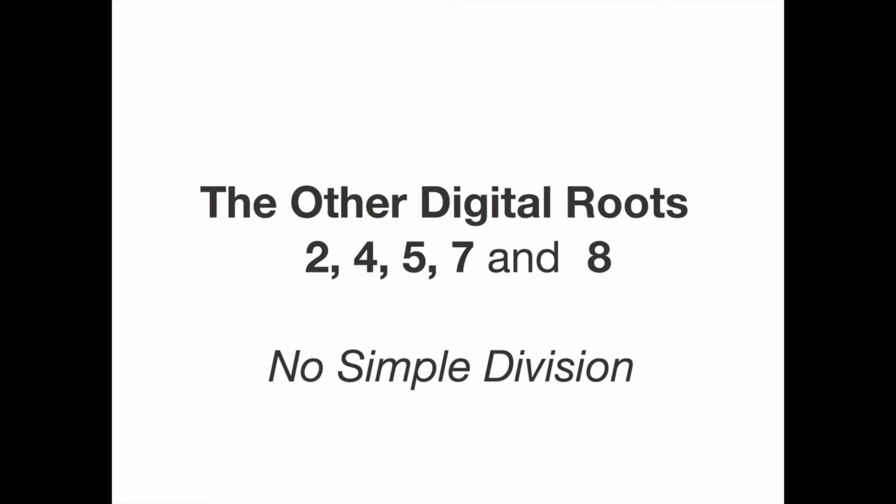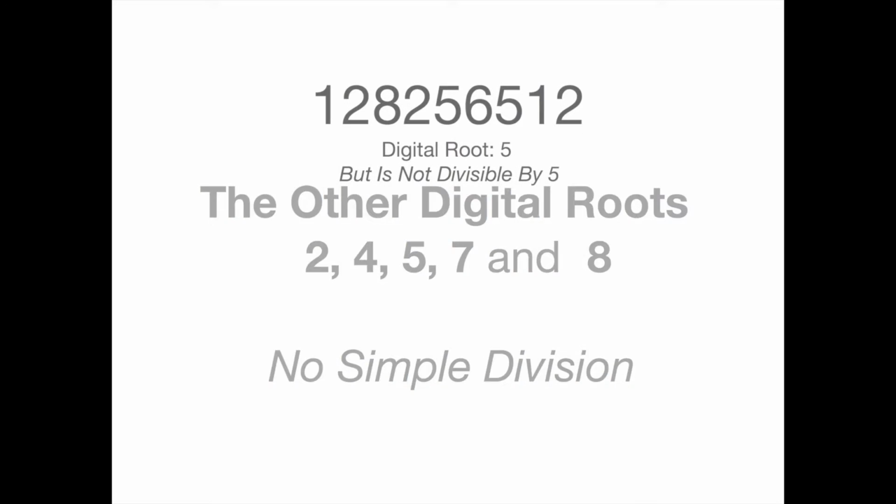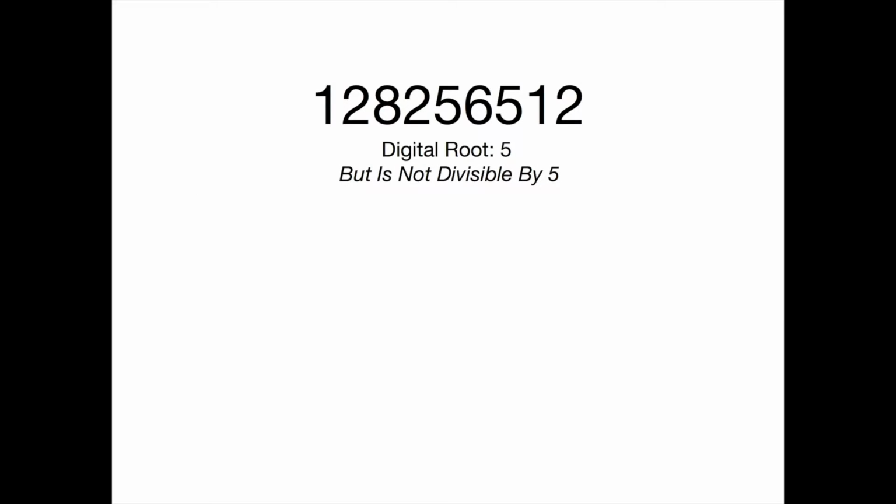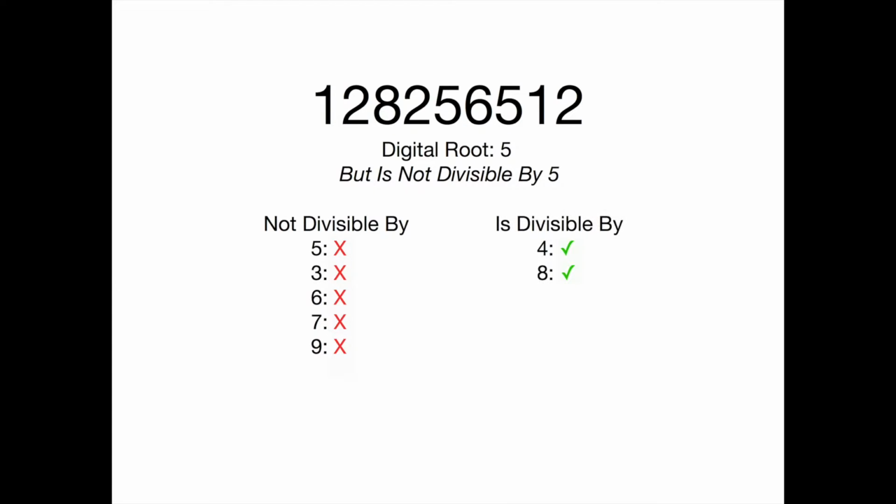What is unusual is that numbers with the digital root of 2, 4, 5, 7, and 8 are not necessarily divisible by those numbers. That is to say, this number has a digital root of 5, but it is not divisible by 5. It is also not divisible by 3, 6, 7, or 9. It is divisible by 4 and 8, and of course 2, because it's even.